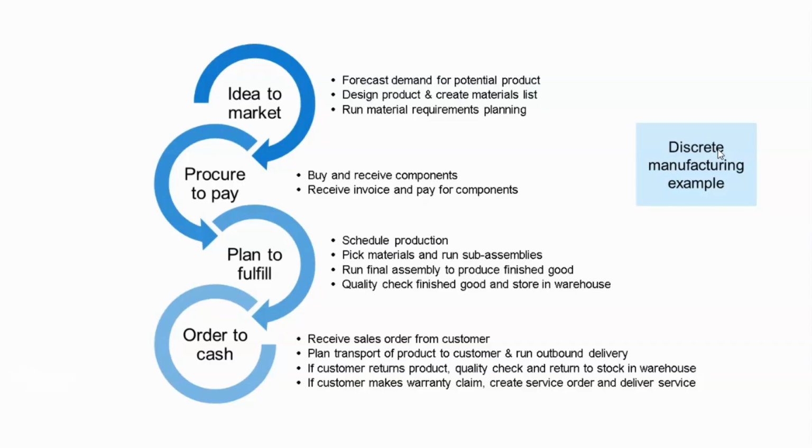The logistics is moving materials between our warehouses, locations, and plants, and is covered with warehouse management processes, which are under the umbrella of the supply chain line of businesses. So, in short, the plan to fulfill covers the scheduled production, pick materials and run sub-assemblies, run final assembly to procure finished goods, quality check finished goods, and store in warehouse. Then we have got something called order to cash.